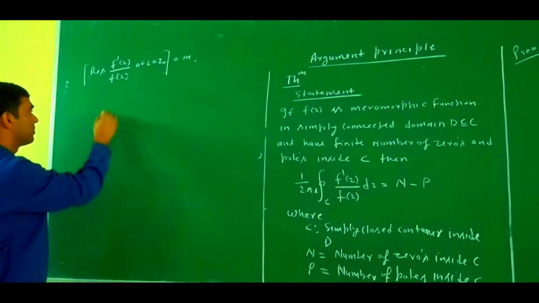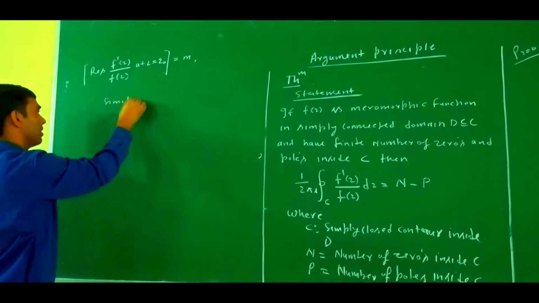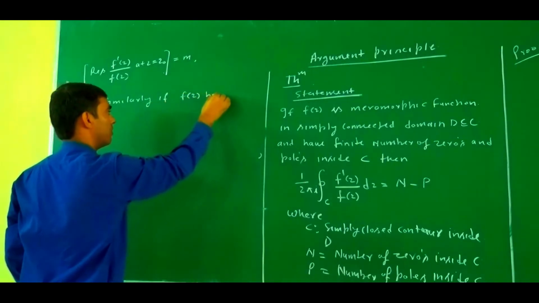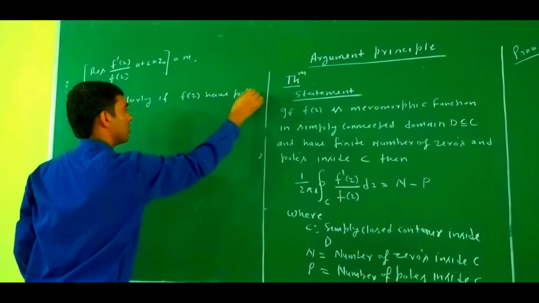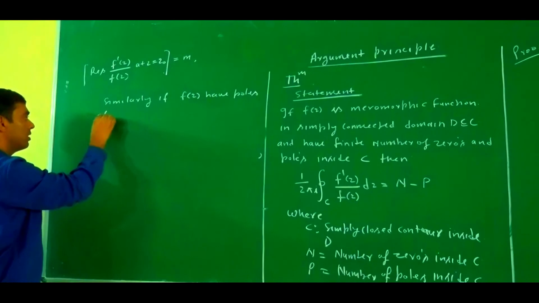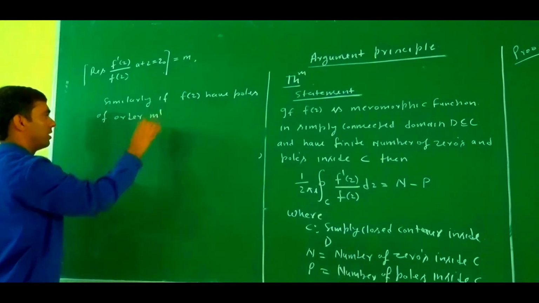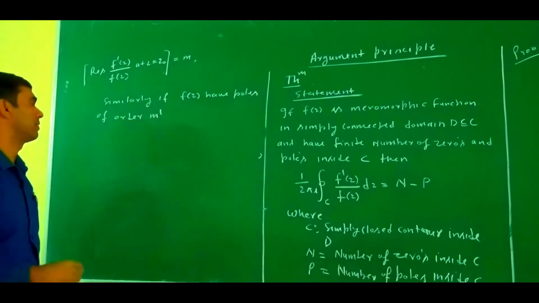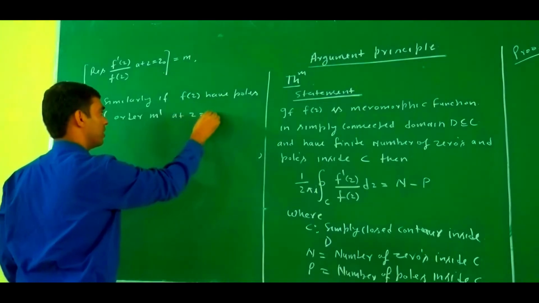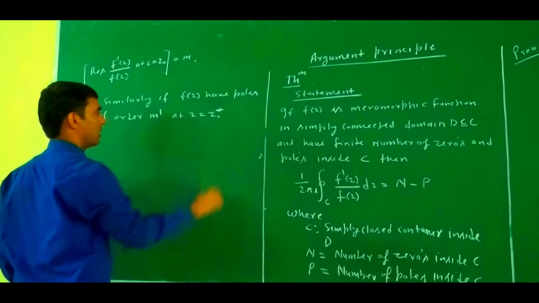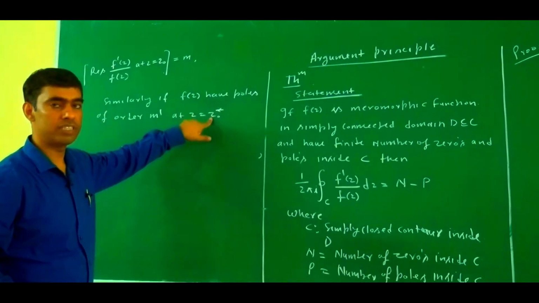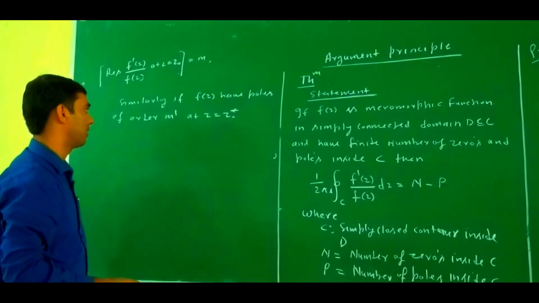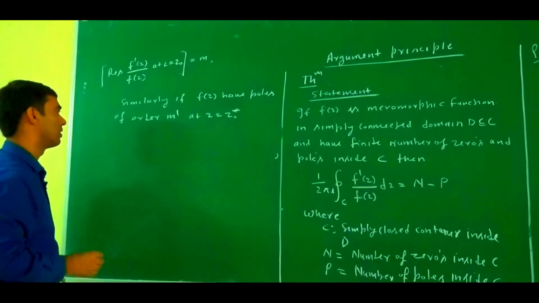Now in a similar manner, similarly, if f z has poles of order m dash. Suppose here we differentiate between the order of zeros and the order of poles. This one becomes m dash at z equals z0 star. Means here we differentiate with the zeros, means at z equals z0 there is a zero, and at z equals z0 star there is a pole of order m star.